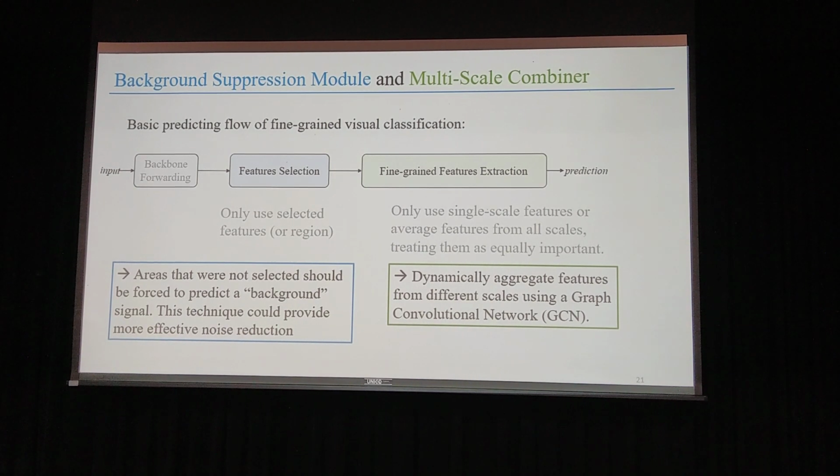To overcome these two problems, we propose the background suppression module and the multi-scale combiner. I use blue text here to represent the background suppression module. Areas that were not selected should be forced to predict a background signal. This technique would provide more effective noise reduction. And I use green text here for the multi-scale combiner. It dynamically aggregates features from different scales using a graph convolutional network. With these two modules, we can efficiently remove background noise and merge multi-scale features.